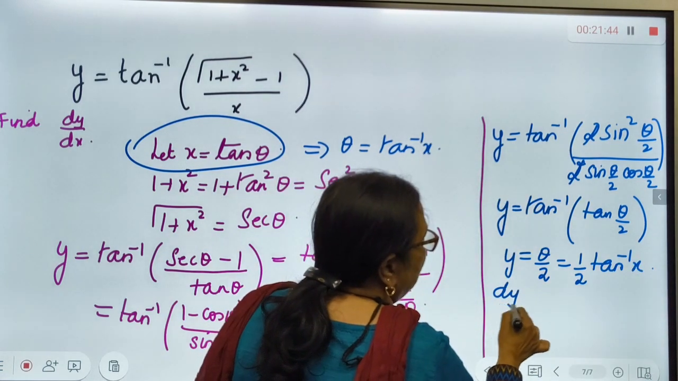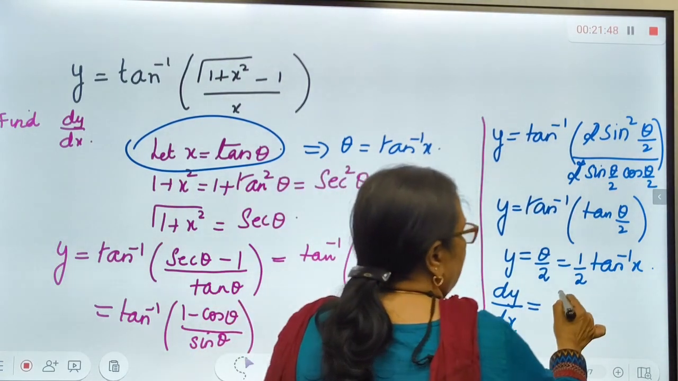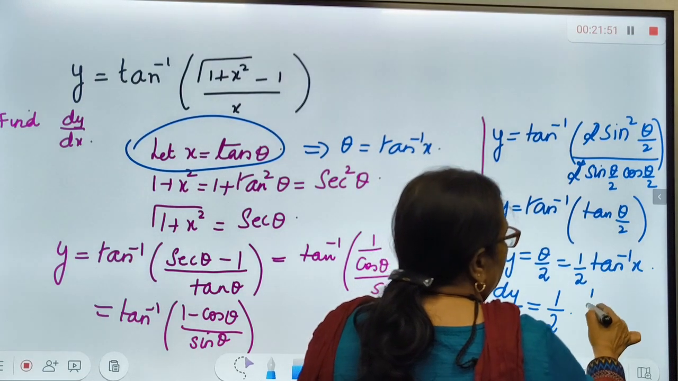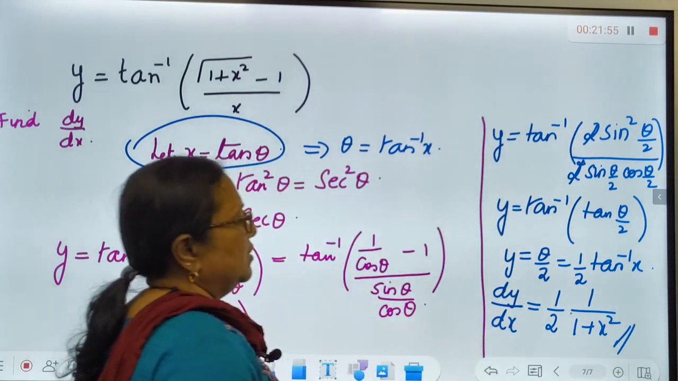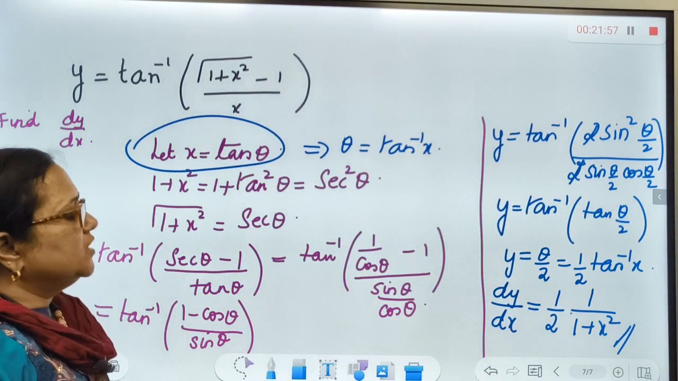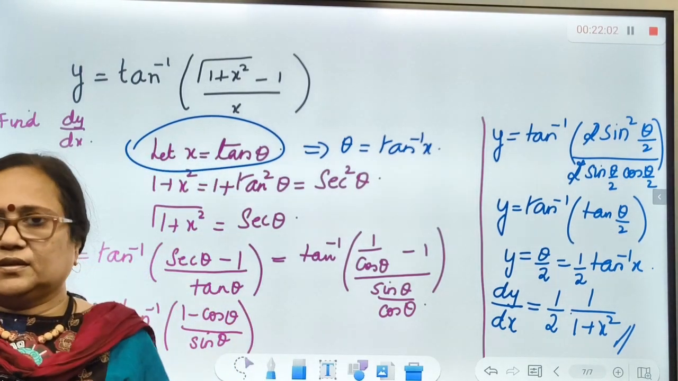So we have only simplified till now. Only now am I differentiating. dy by dx will be half into the derivative of tan inverse x, which is 1 by 1 plus x square. So dy by dx is 1 by 2 into 1 plus x square in the denominator.